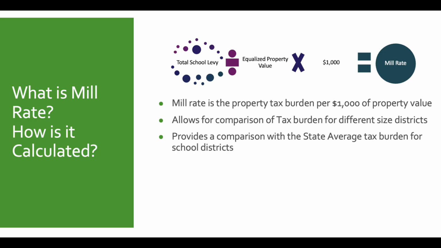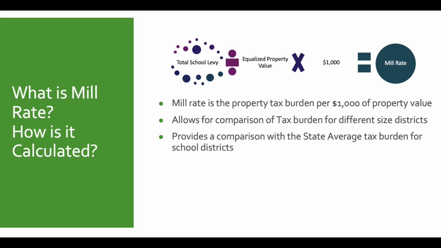Okay, so the next question that we get is, how much is this going to cost? How do we determine that, and how do we know how our district compares cost-wise to other districts? So I've got to get into a little bit of tax terminology here, which is mill rate. Mill rate is the amount that a resident pays per $1,000 of property value.